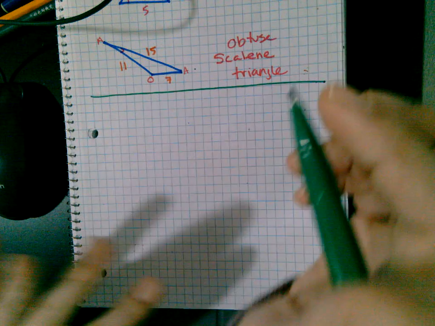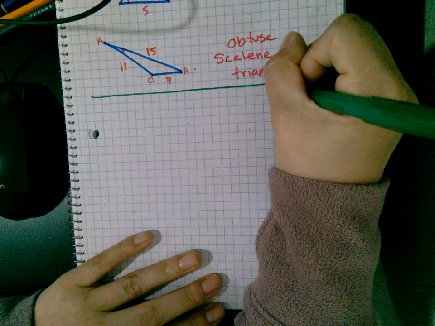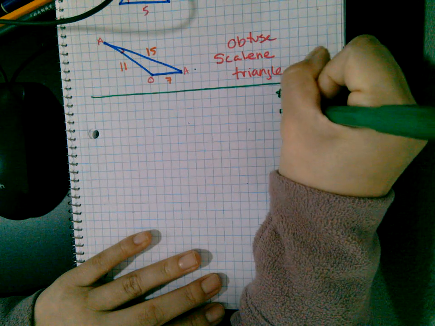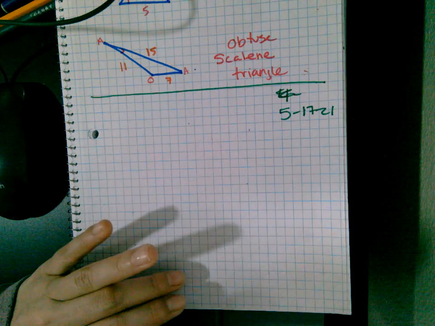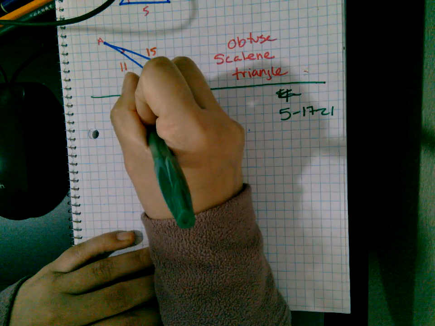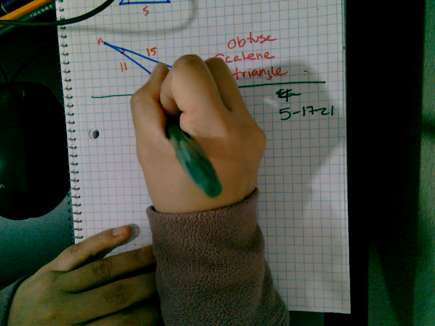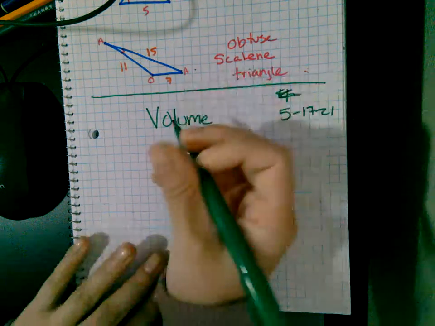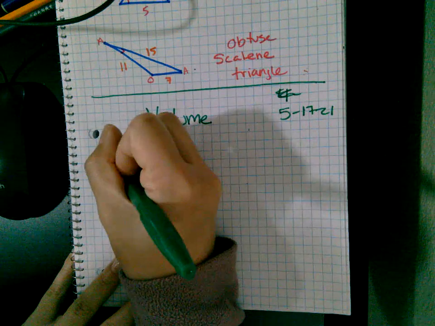So today's date is 4/5/17/21. Now, what I taught you right before you took the math test was volume, but just of a rectangular prism.